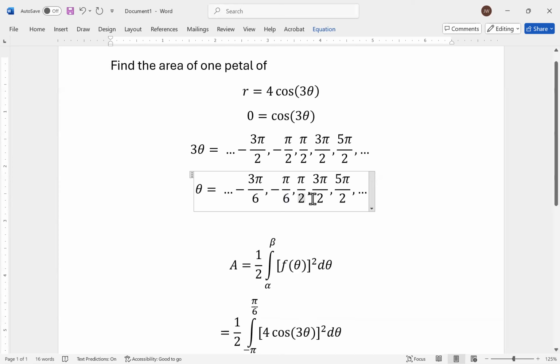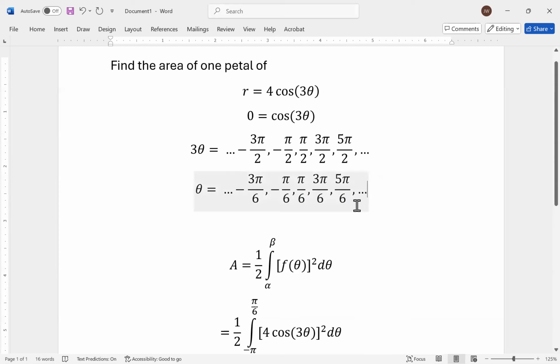And so you can see that whenever you went from one zero to the next, when theta went from negative pi over 6 to a positive pi over 6, that traced out one petal. And from pi over 6 to 3 pi over 6, that traced out another petal. And from 3 pi over 6 to 5 pi over 6, that traced out another petal. And you could still do that.